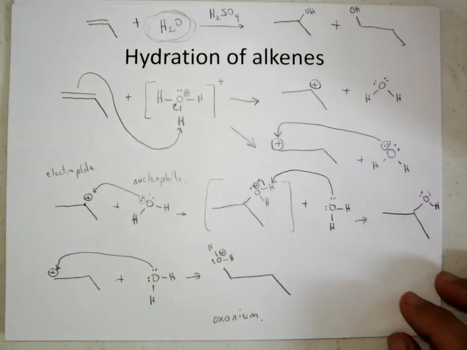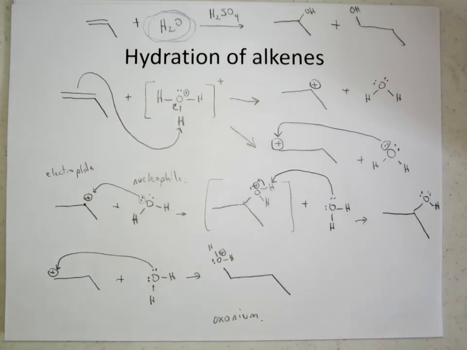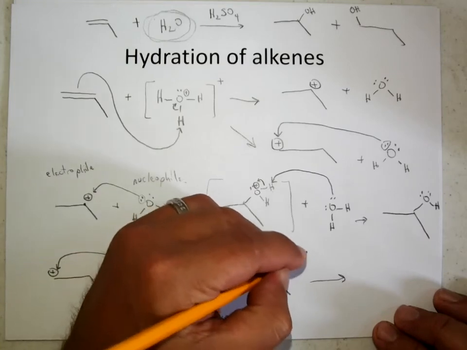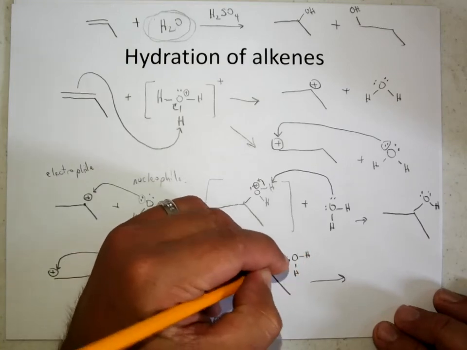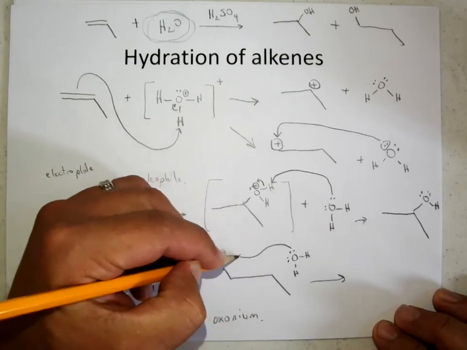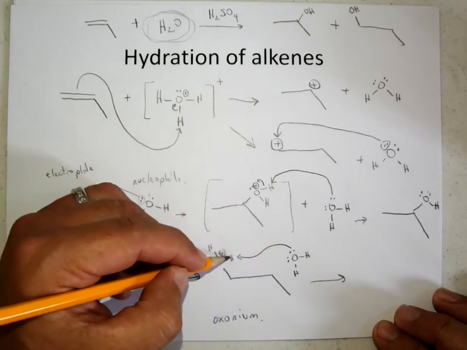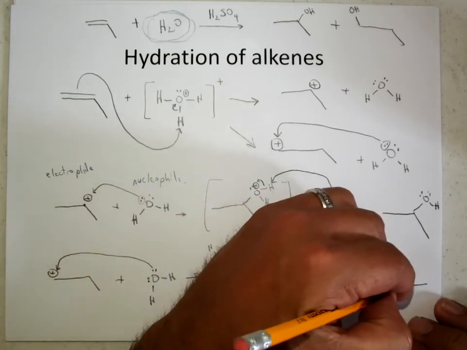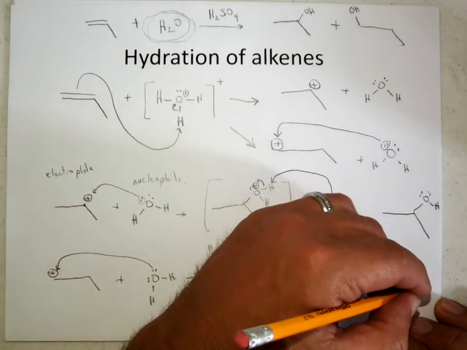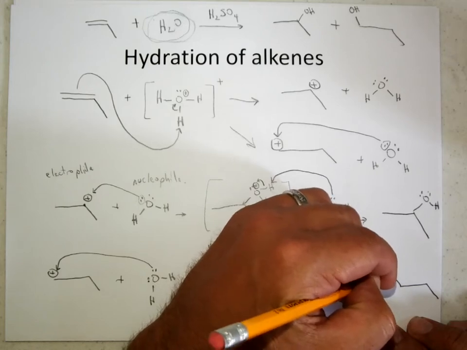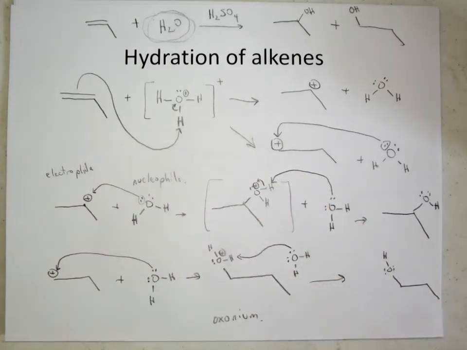Right, so the hydration of alkenes produces alcohols, and the other protonated alcohol or oxonium will also undergo the same type of reaction. The lone pair on the water will go grab an H plus off of the oxonium and leave the OH there. And so you can get two different isomers of propanol.